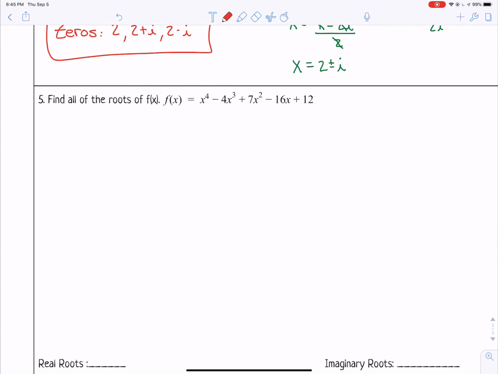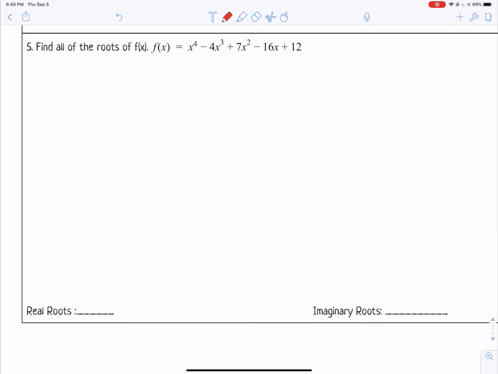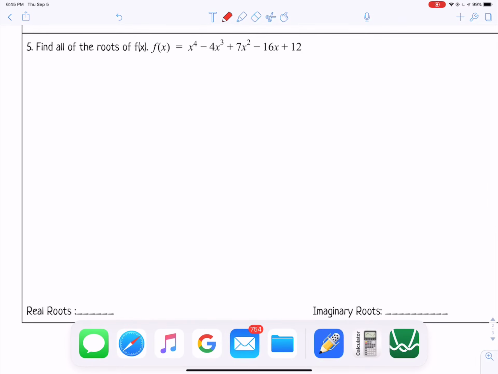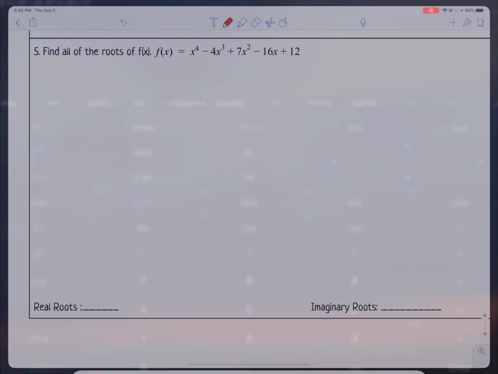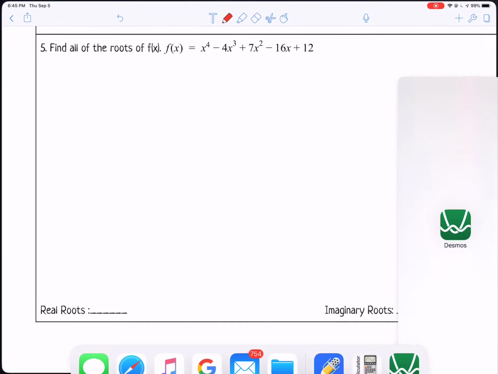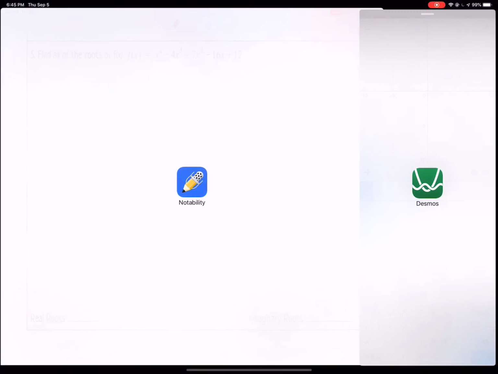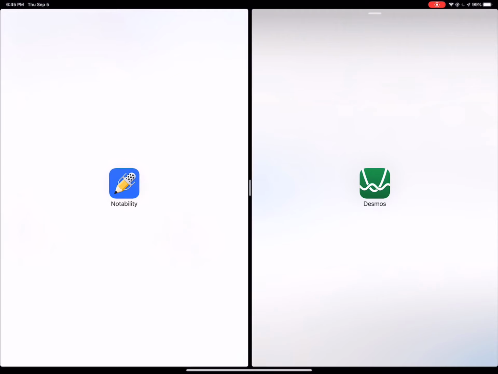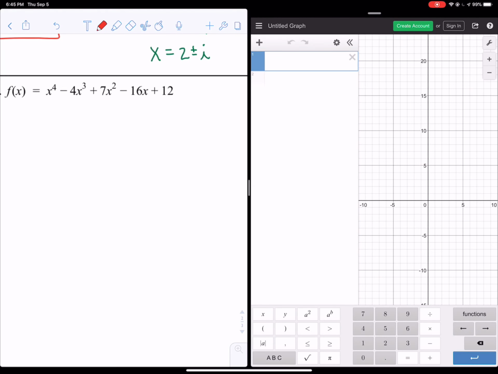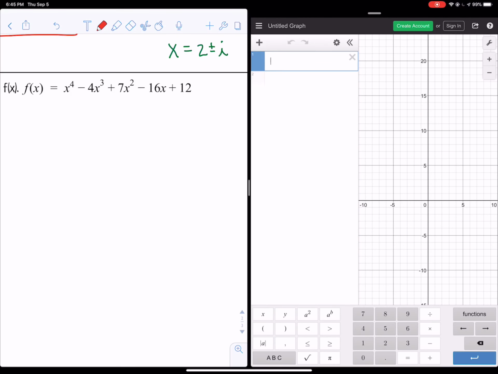Let's look at this last question. Find all the roots of f of x. So what I would start with, because they did not give you a factor to start with, wait a minute, I want to get Desmos. Pull that up. Let's type this in and see what we could find for our real roots, because if there are real roots, they're going to be right there on my graph.